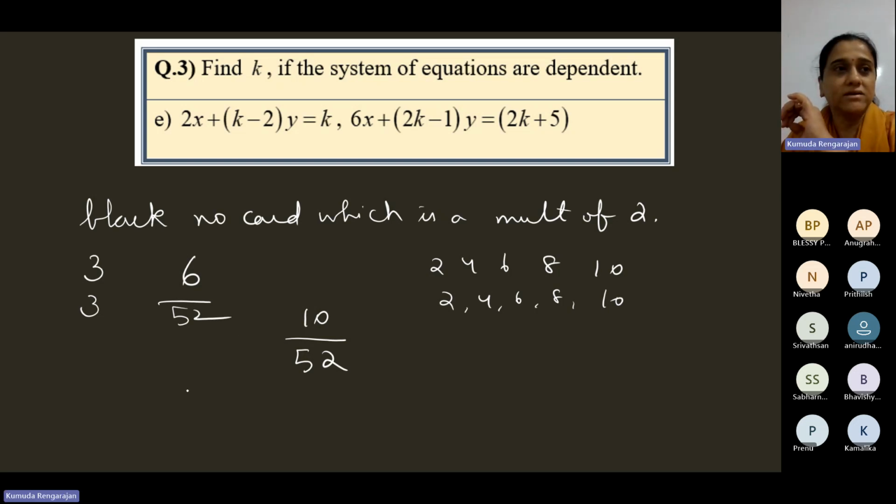Probability of getting a red face card, a red picture card from a pack of playing cards: king, queen, jack of hearts and king, queen, jack of diamonds. So 6 by 52.